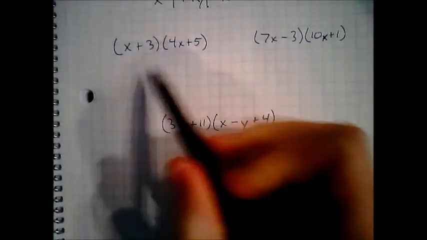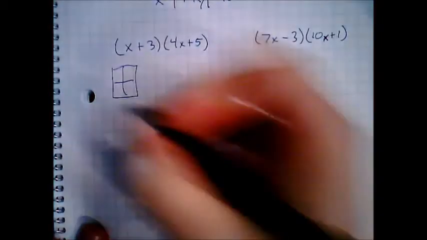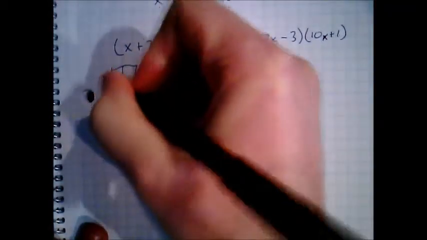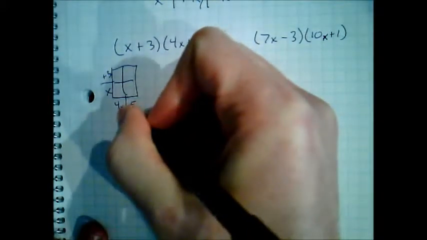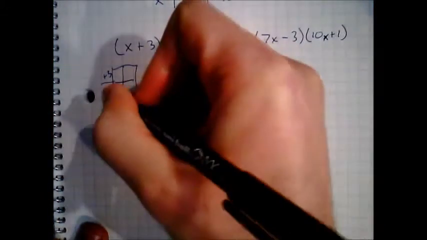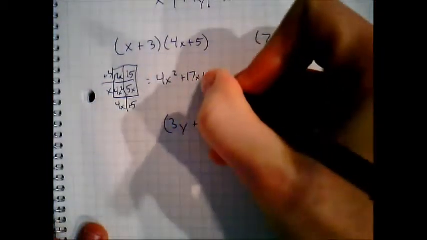Okay, so our first one, x plus 3 times 4x plus 5. Make a quick generic rectangle. We have x plus 3 going up. We have 4x plus 5 across the bottom. So this is 4x squared. The upper left we have 12x. The bottom right we have 5x. And the upper right we have 15. Collect them all, we have 4x squared plus 17x plus 15.